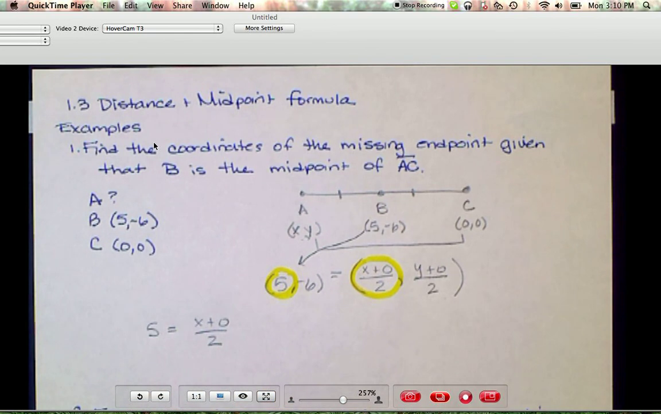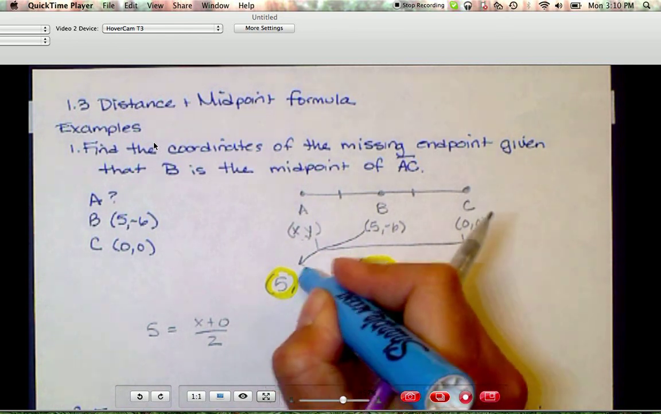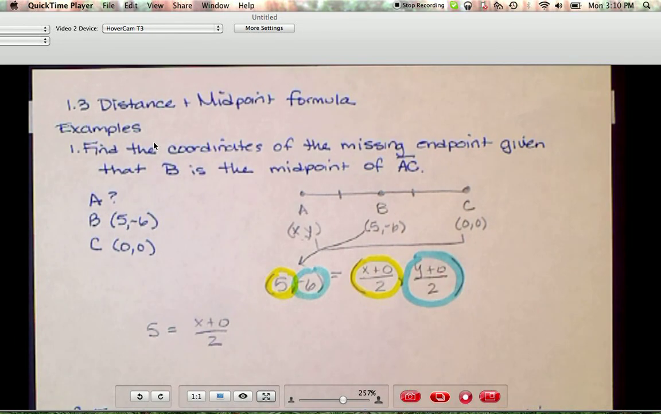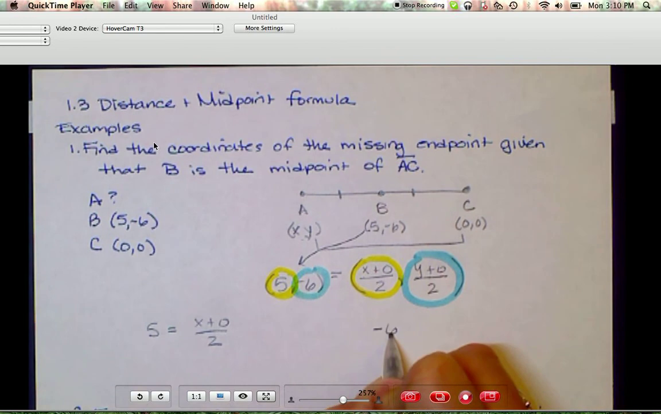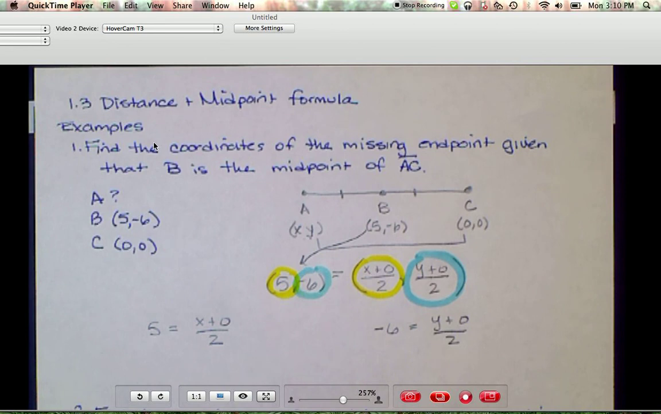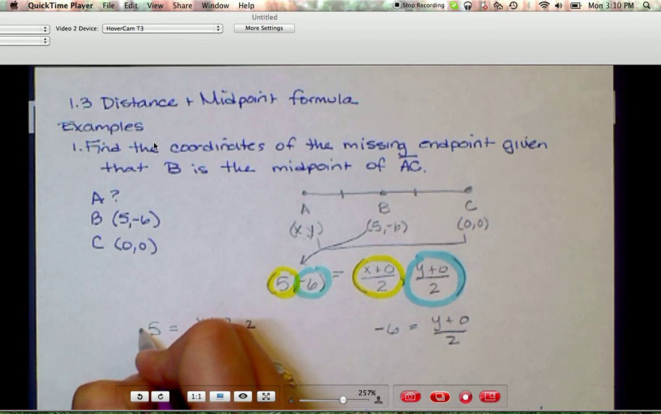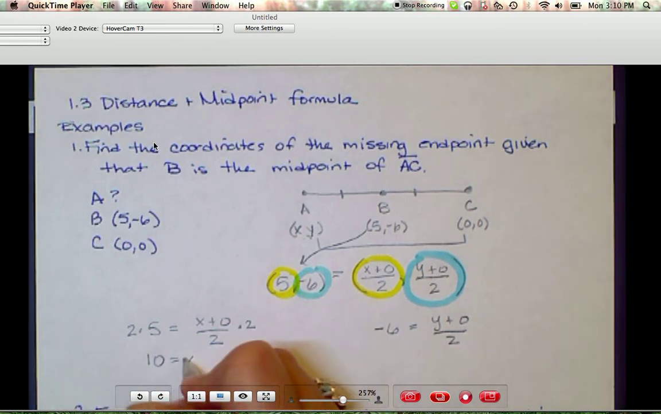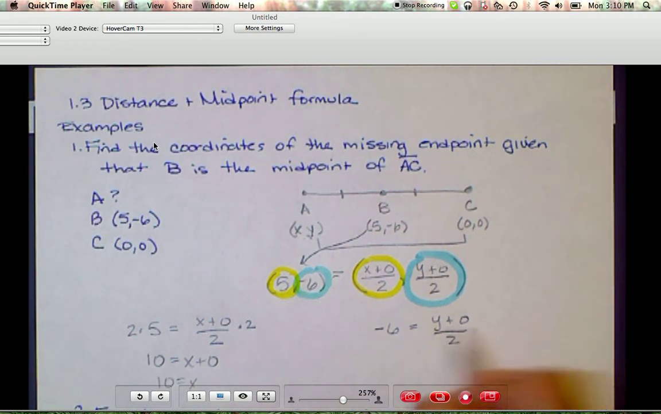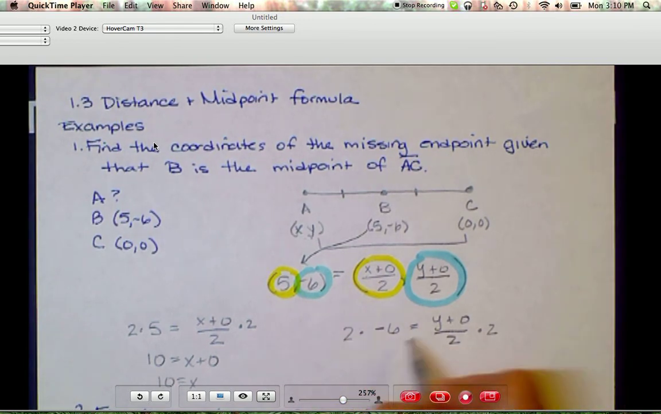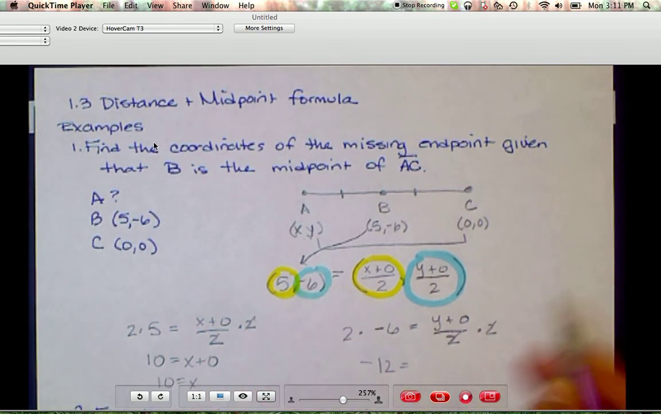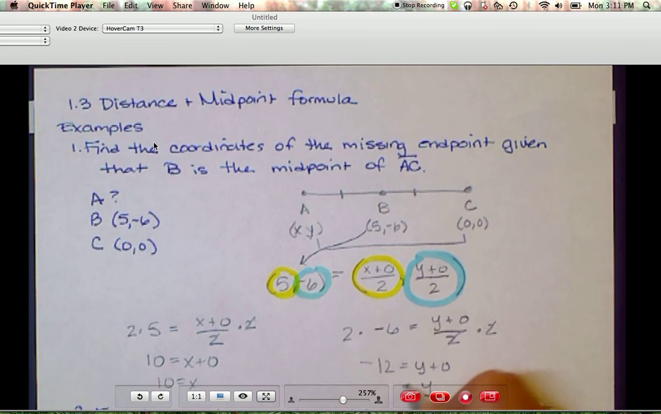You can also do that for the y coordinate. So if the y coordinate is -6, then that should be equal to the y setup. So over here we get -6 equals y plus 0 over 2. Now to solve this with algebra, of course, we need to get rid of these 2's on the bottom. So we multiply both sides by 2, and we get 10 equals x plus 0. And that means 10 equals x. And over here, multiply both sides by 2, and we get -12 equals, these 2's will cancel, just like they did here, and we get y plus 0. So our y equals -12.